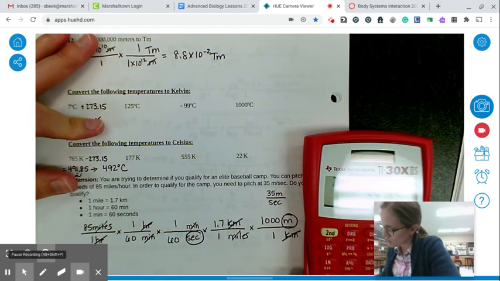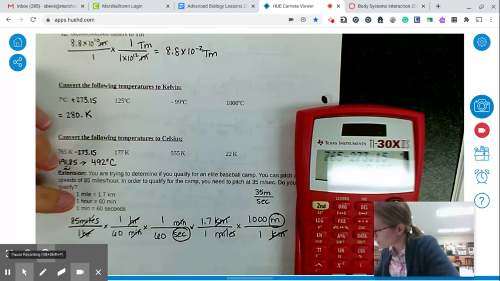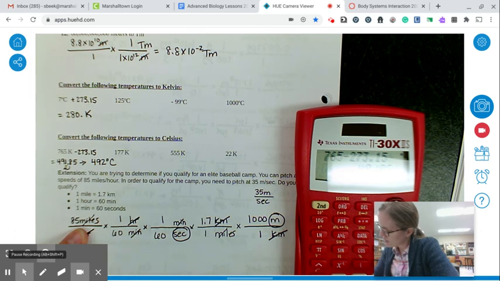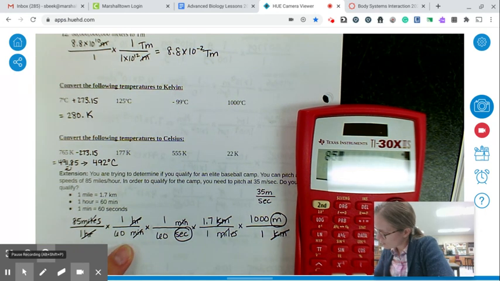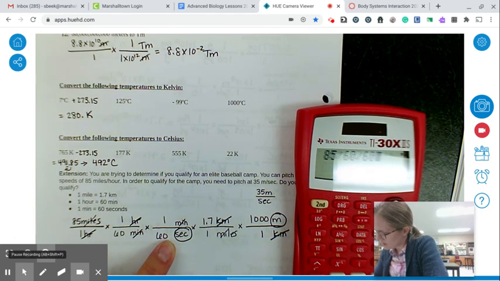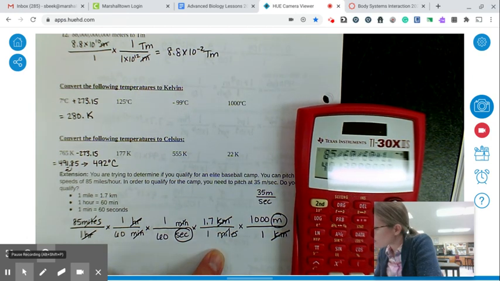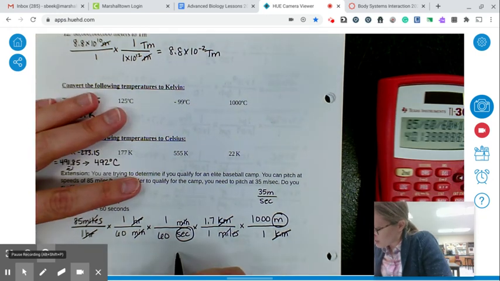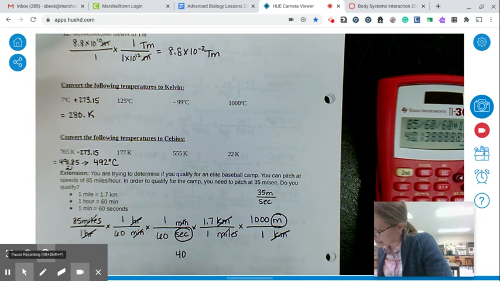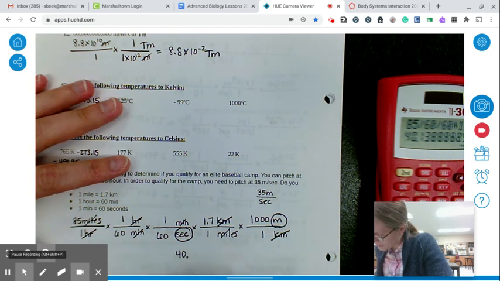So if I do this math, this should work. I'll do 85 divided by 60 divided by 60 times 1.7 times 1,000, and let's see if we qualify. We qualified. We got 40 sig figs. Got 2 sig figs here, so I'm going to keep it 40 with a decimal point meters per second. And we had to get 35 to qualify.